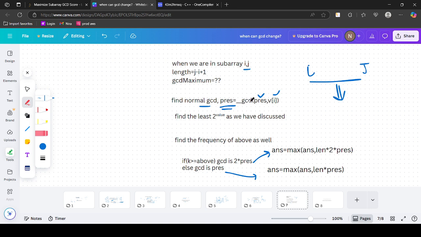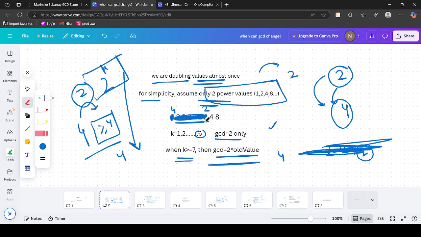So this is the normal GCD without any k modifications. Now we discussed that we have to double the value with the least 2 power frequency. So we have to track what the least 2 power value is and what its frequency is, because in the previous example we got that the least is 2 and this is 6. So GCD will be this if k is less than this.